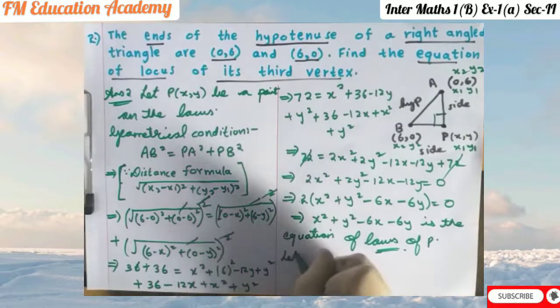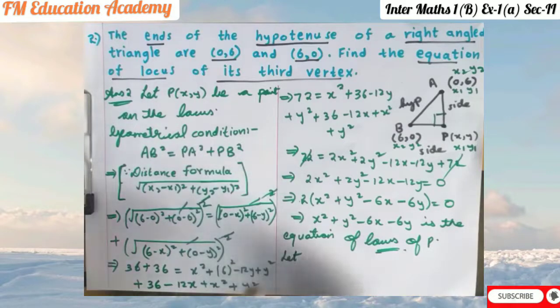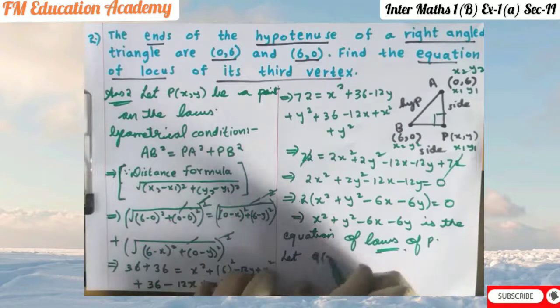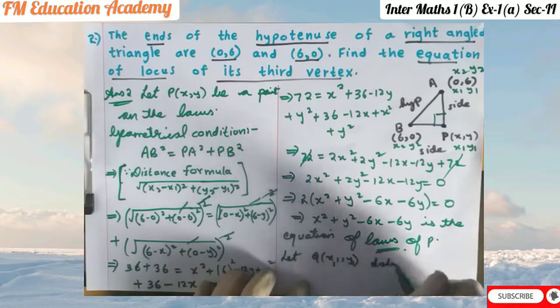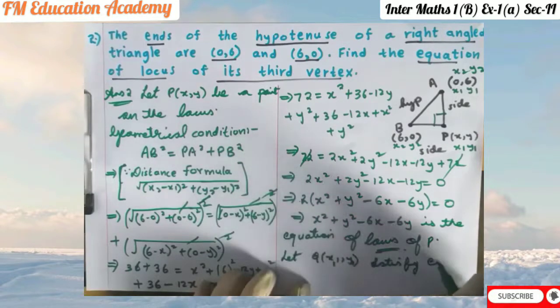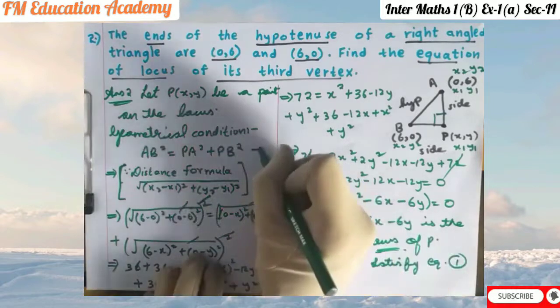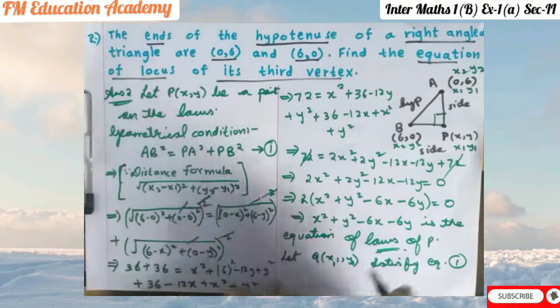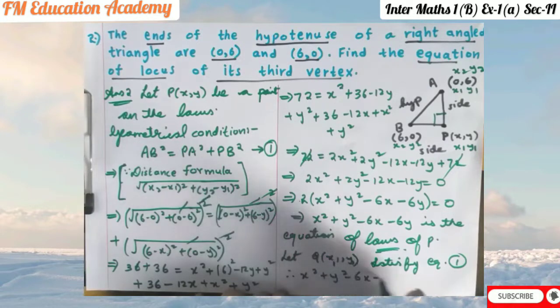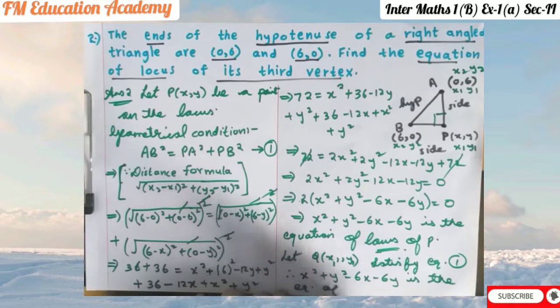So now again, no need to verify. As I said, we won't be verifying, but we'll assume that there is a point Q(x1, y1) which satisfies equation 1. So since Q(x1, y1) satisfies equation 1, we can say x square plus y square minus 6x minus 6y is the equation of the locus of P.